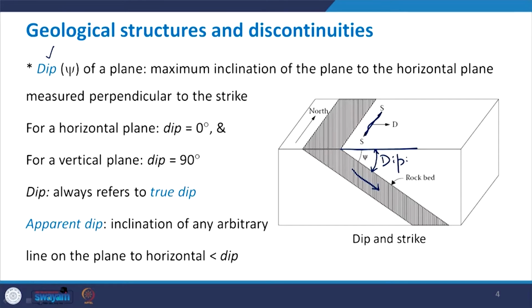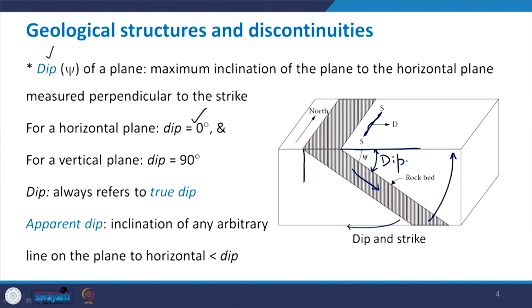Now, just imagine if I rotate this rock bed and make it horizontal. What will happen? Its angle with the horizontal will become equal to 0, and therefore the dip of a horizontal plane will be equal to 0. Then you rotate it in the other direction so that it becomes vertical. Now this angle will become equal to 90 degrees, and therefore for a vertical plane the dip is going to be 90 degrees.